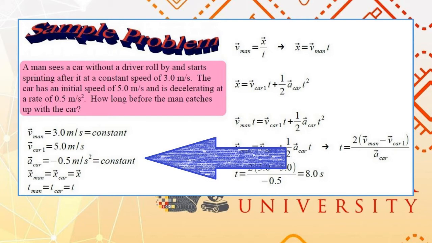Now for this problem, the man runs after the car. The distance traveled by the man will also be the distance traveled by the car, and the same goes for time of travel. So x man is equal to x car. Let that be just equal to x. And time t man is equal to t car. Let that be equal to just time t.